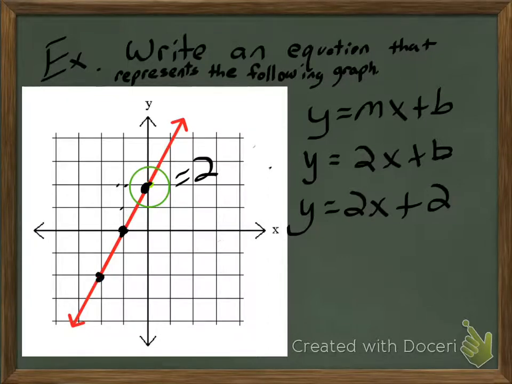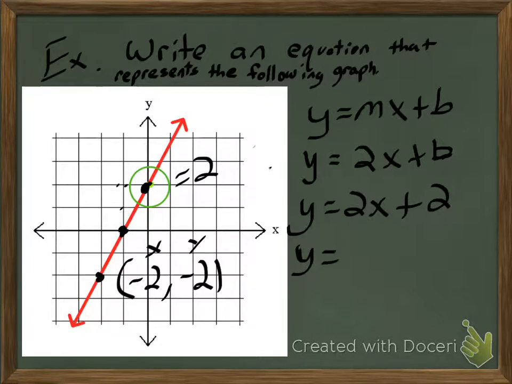Let's see what that point is. It's negative 2, comma, negative 2. X is negative 2 and y is negative 2. Now, if I'm right, this equation will give me that answer. Here, I'll show you what I mean.